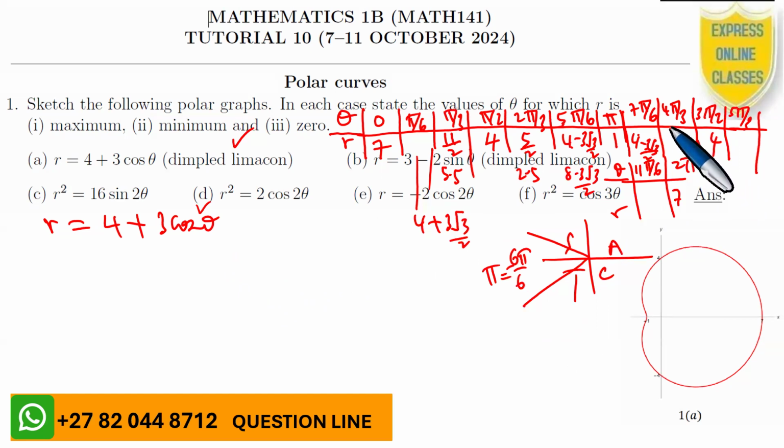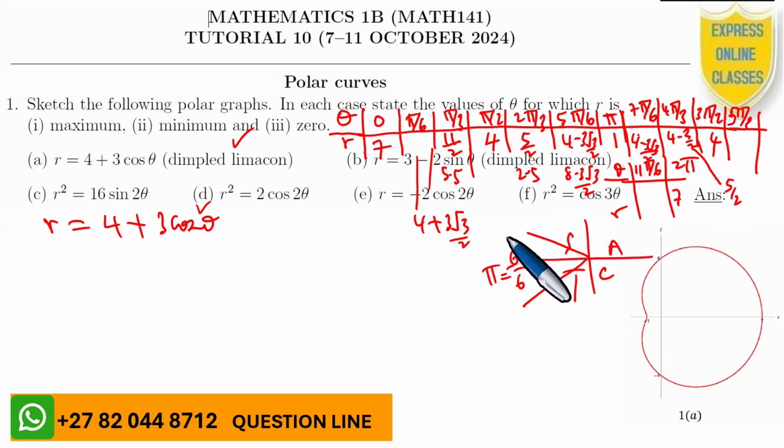And this one, 4 pi over 3. There's pi over 3, which is 60, 2 pi over 3, which is 120, 3 pi over 3, which is pi, and 4 pi over 3 is here, and therefore the cosine is going to be negative there. So it's going to be 4 minus 3 over 2. What is 4 minus 3 over 2? 8 minus 3, which is 5 over 2.